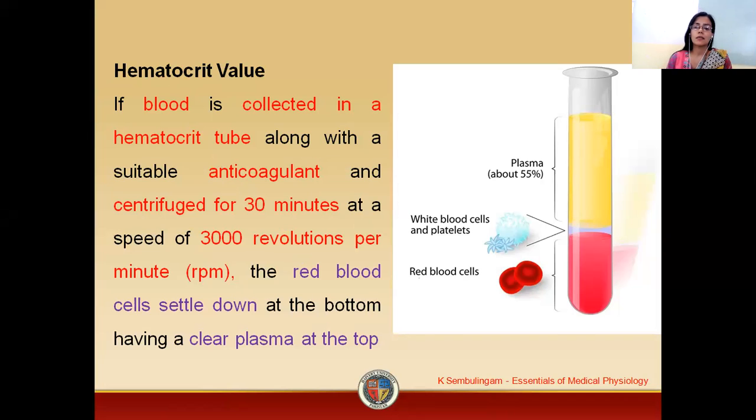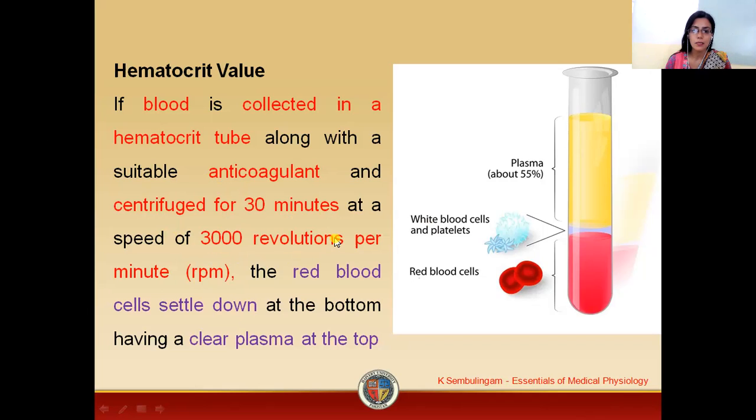Now take a tube, that is a hematocrit tube, and collect blood in it. Now add anticoagulant in it. Now place this tube in a machine, that is a centrifuge machine. Set the machine at a speed of 3000 revolutions per minute, that is 3000 RPM. RPM is the abbreviation for revolutions per minute. Now run the machine for 30 minutes.